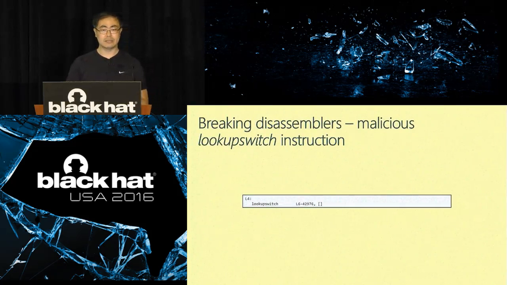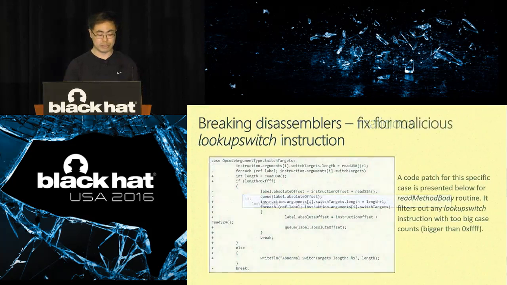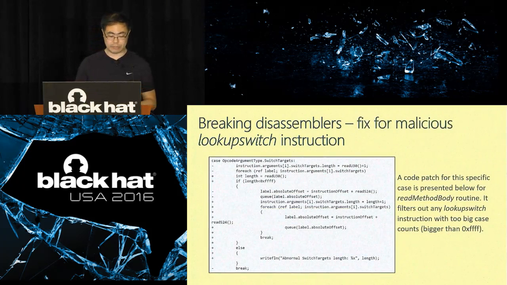And still, disassemblers can be broken. Something like a lookup switch, this one is also found from Angler, actually. It has a lookup switch instruction there, and it has label 6 to some big number, 42976. So actually, it will go out of bounds of the file itself, the ABC record itself. So RABCDAsm will fail, and it will just spit out some exceptions.